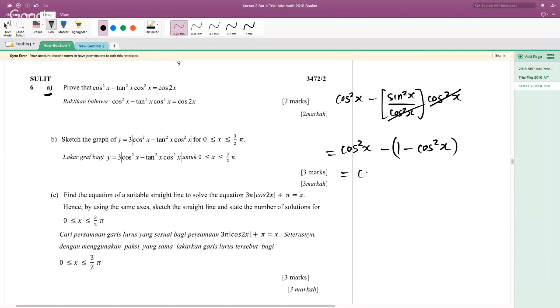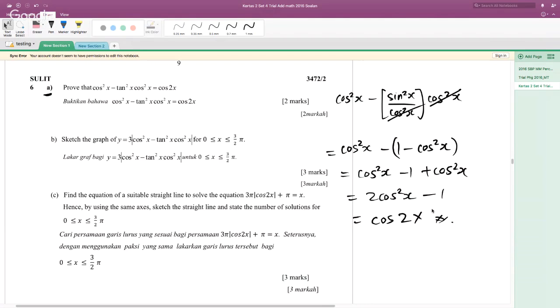Then I will have cos square x minus 1 plus cos square x. Then I will get 2 cos square x minus 1, which is cos 2x. All right, it's just like this. If you understand this one really well, then you can actually do this one straight away. I mean, you can skip some of the steps. Okay, so yeah, it's very easy.